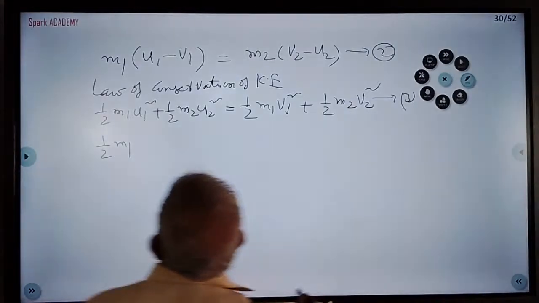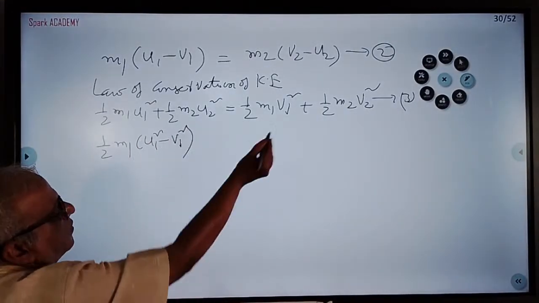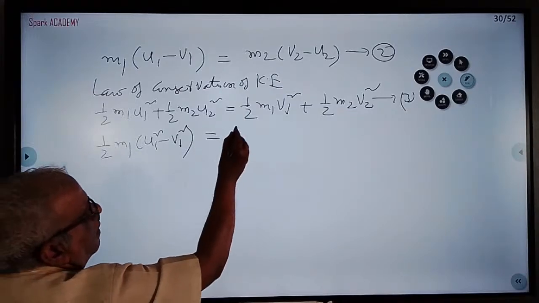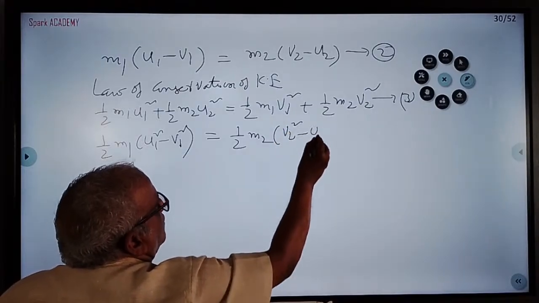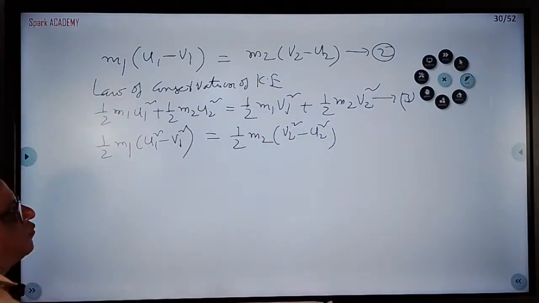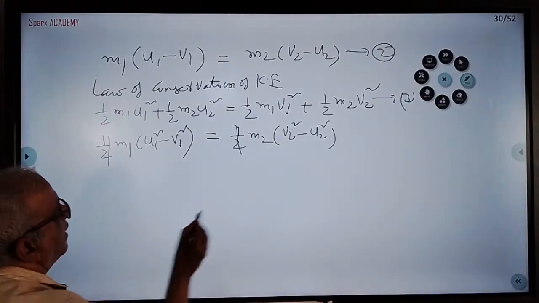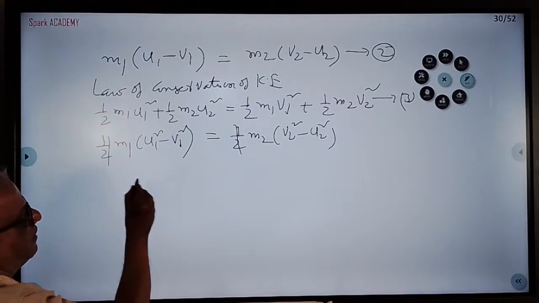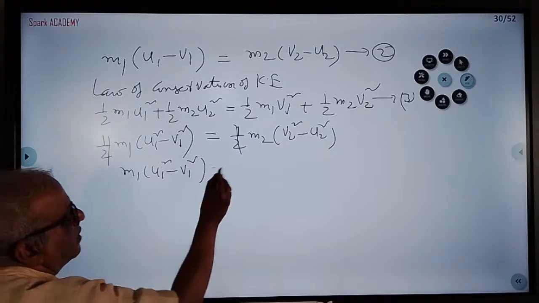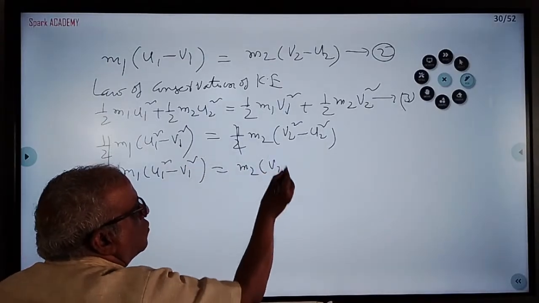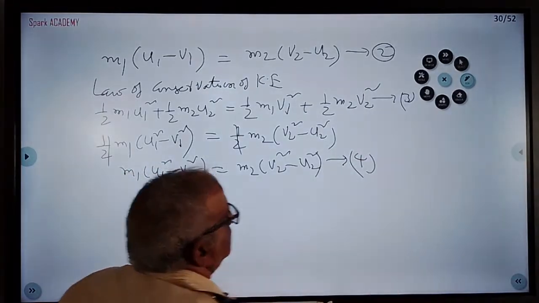Half m1 into u1 square minus v1 square is equal to half m2 into v2 square minus u2 square, with the m2 terms on the other side. The half gets cancelled. I am getting this equation: m1 into u1 square minus v1 square is equal to m2 into v2 square minus u2 square. This is the fourth equation.